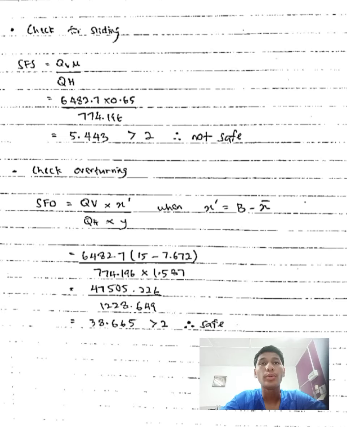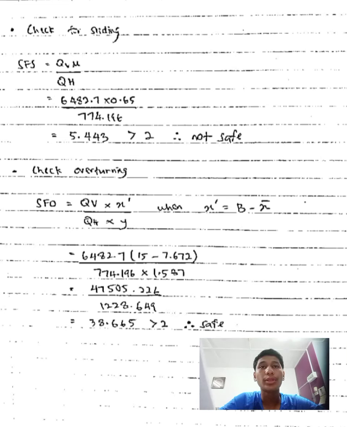Okay, now we check for sliding. The formula is SFS equal to QV times U per QH, where 6482.7 times 0.65 per 774.196. The total is 5.443, is bigger than 2. That means it's not safe.